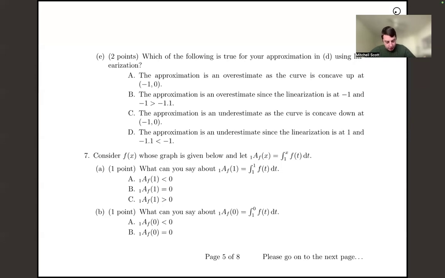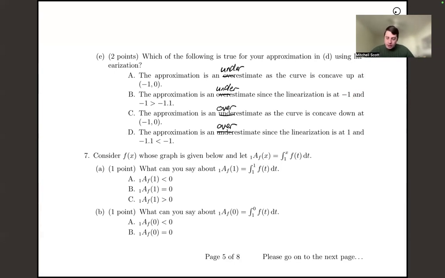First, the approximation is an underestimate. I'm sorry, I think I switched these. So this should be under, under, over, and over. My bad. Okay, so the approximation is an underestimate of the curve because it's concave up at that point. Okay, that sounds like a good answer. The approximation is an underestimate since at the linearization, we're looking at a point that's more negative.